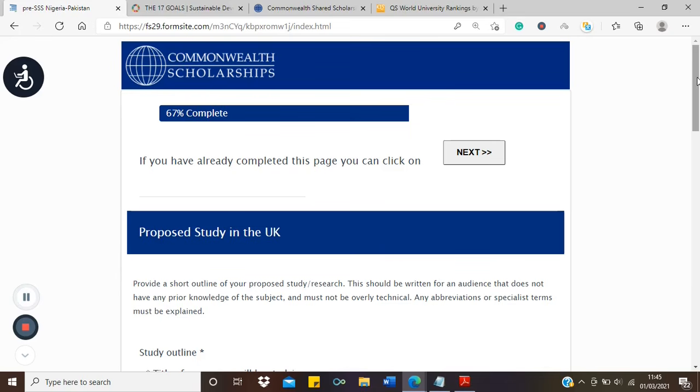Remember to also apply to the universities as well while you're doing this. So look for the universities, look for the courses, and start applying to those courses while you're also applying to this portal. So it's a two-way application. You're applying to the universities and also applying on this portal.